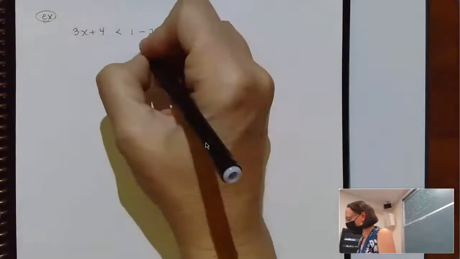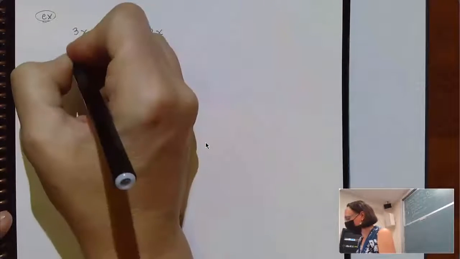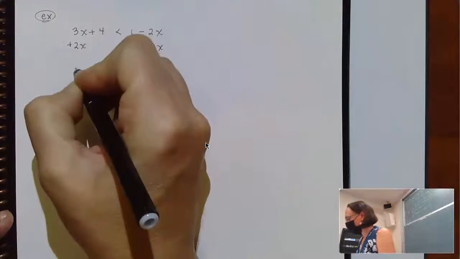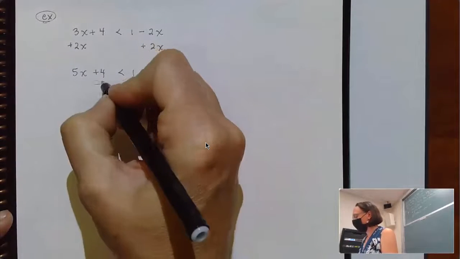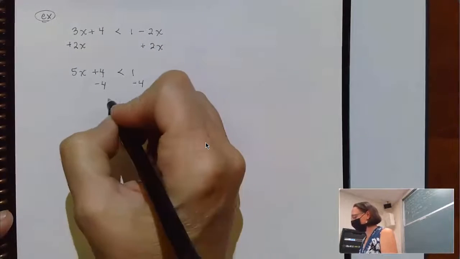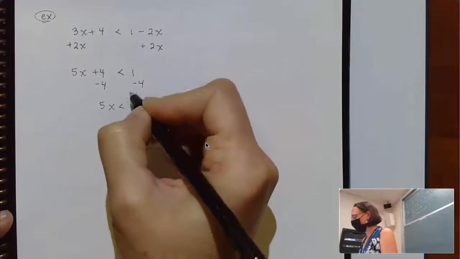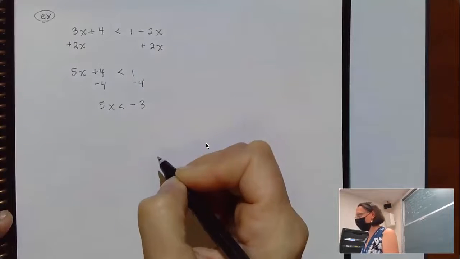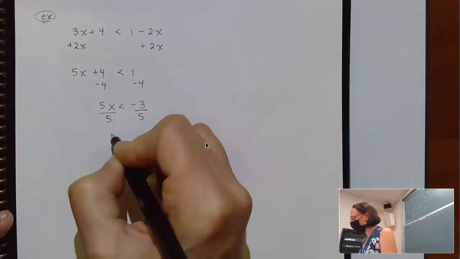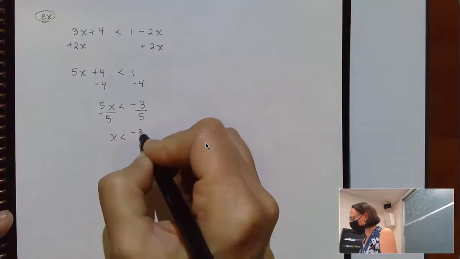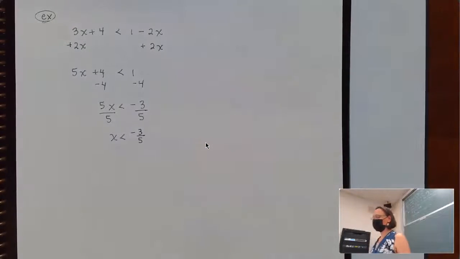So I'm going to go ahead and add 2x to both sides. So I now have 5x plus 4 is less than 1. And then I can subtract 4 from both sides and have 5x is less than -3. Now I'm going to divide by 5. Totally fine to leave our answer with a fraction.